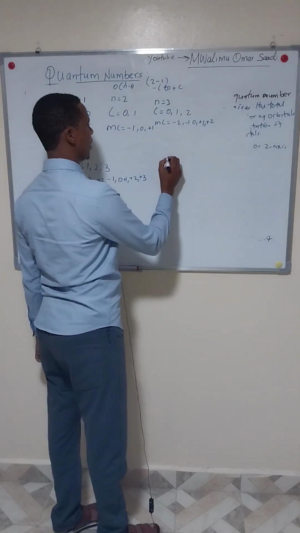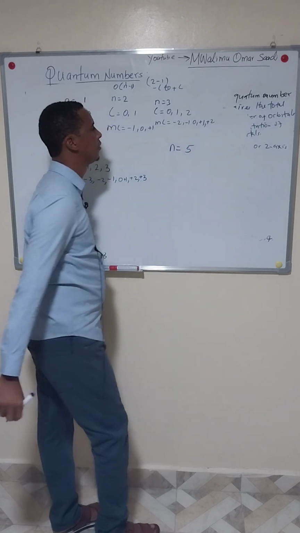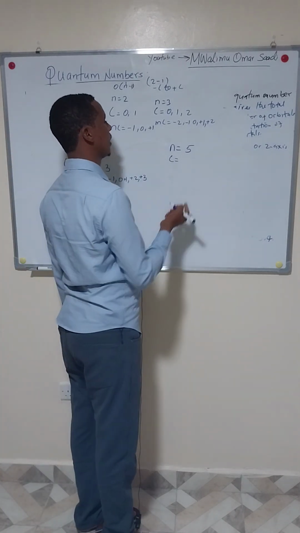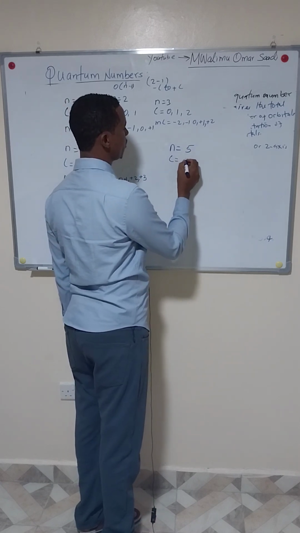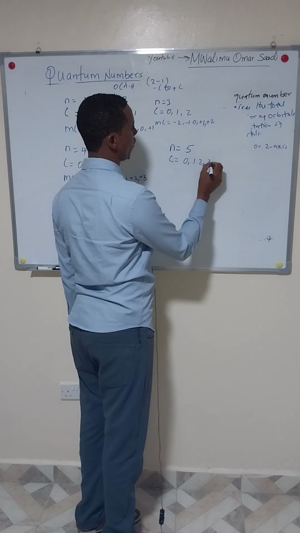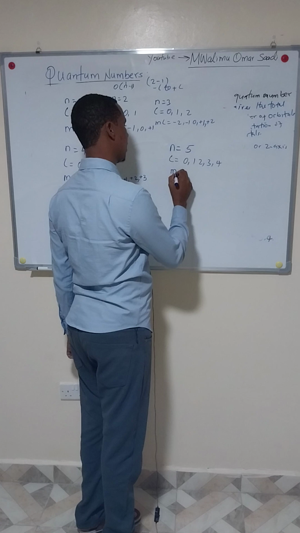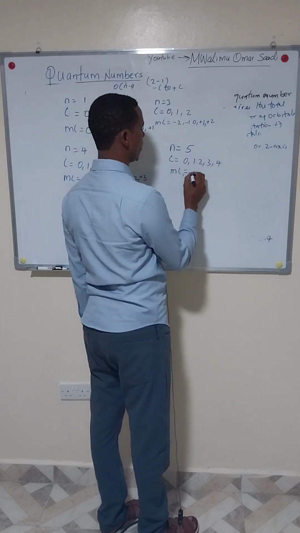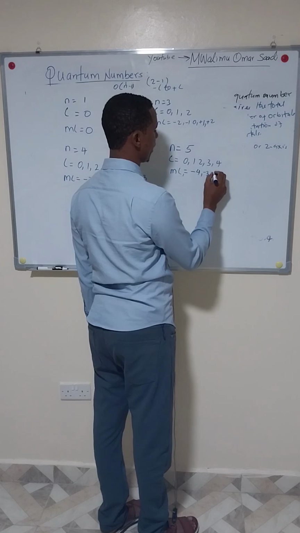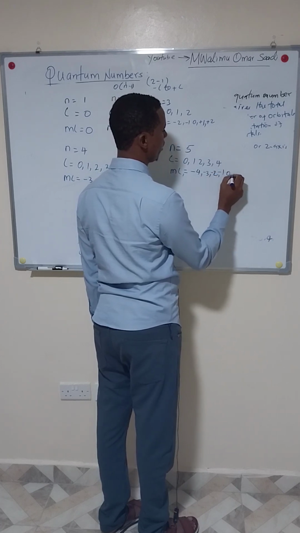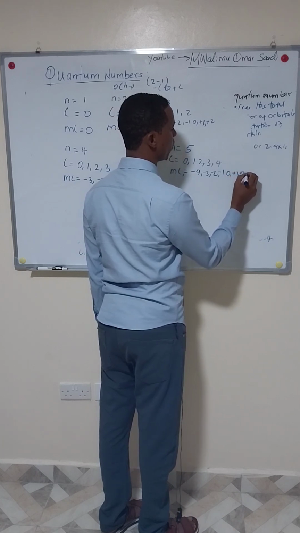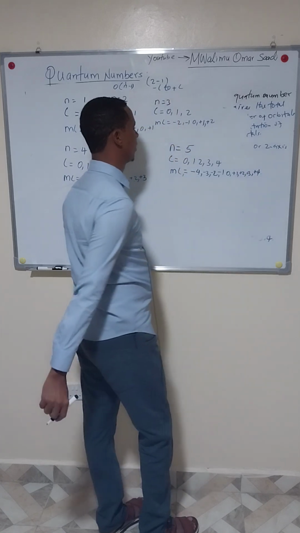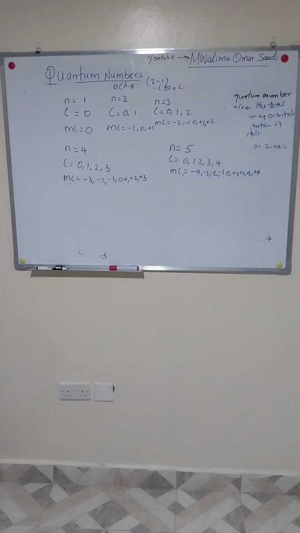And lastly, let's see the last one. If n is equal to 5, L is equal to n minus 1, from 0 to n minus 1. So 5 minus 1 is 4. So L will be 0, 1, 2, 3, and 4. ML will be all the way from negative L to positive L. So our L here is 4. So negative 4, negative 3, negative 2, negative 1, 0, positive 1, positive 2, positive 3, and positive 4. So that is the summary of the quantum numbers.